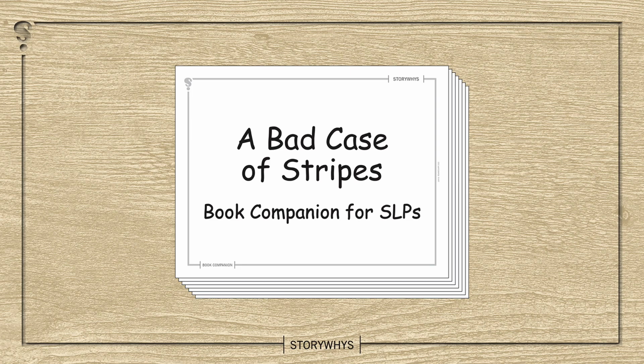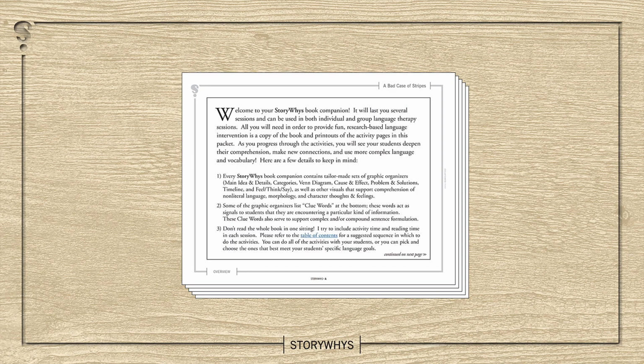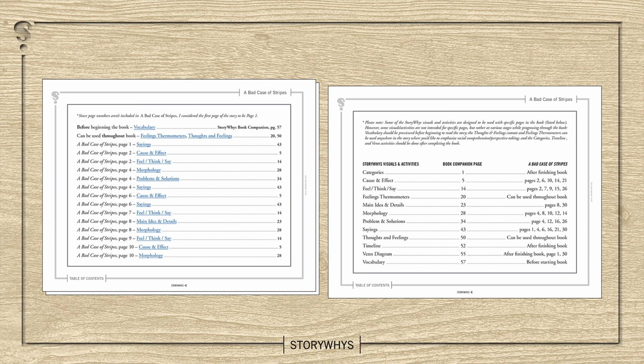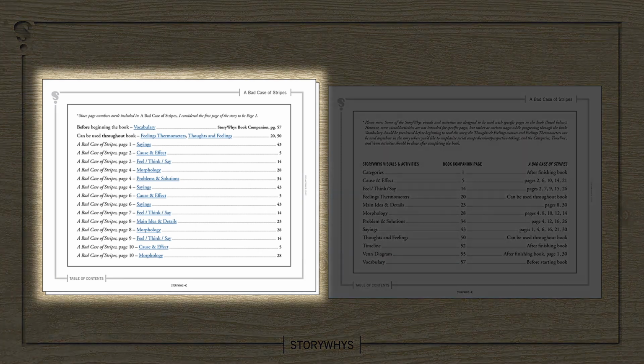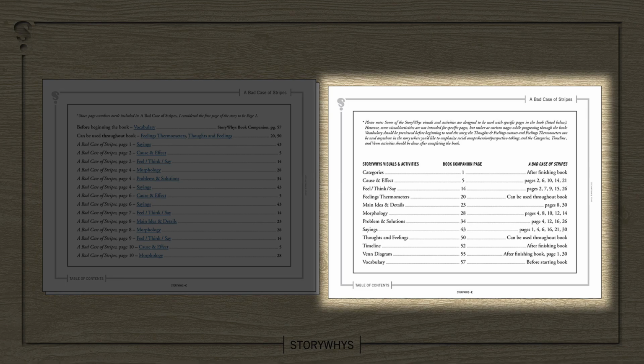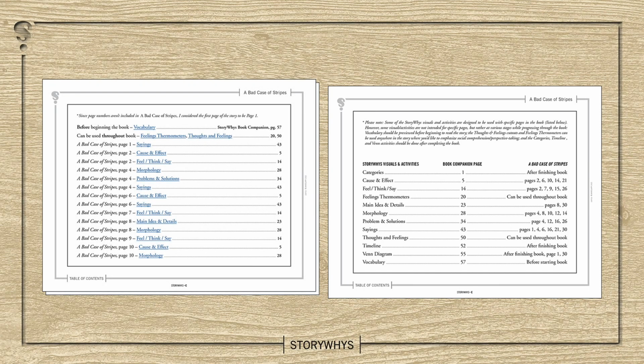When you download the PDF for one of the StoryWhys comprehensive book companions, you'll notice that there are two different versions of the table of contents. The first one is organized by the order in which each skill activity appears in the book, and the second one is organized by skill type. Let's go through how to navigate each.